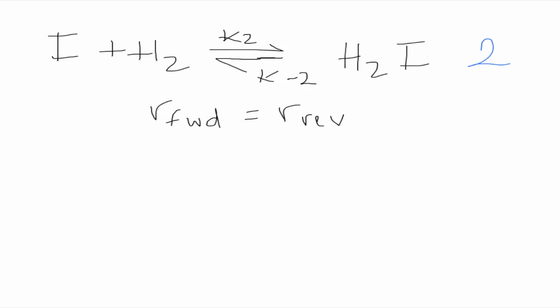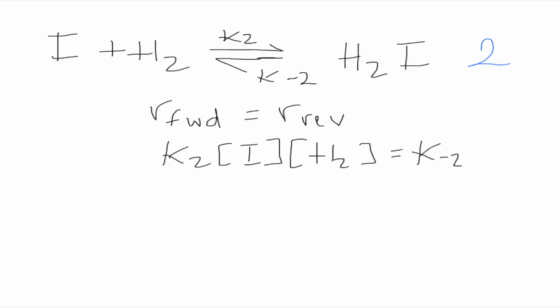And now we can write each of these. So we know that for the rate when it goes forward, it's K2 times I and then hydrogen, H2. And for the case of the reverse, it's K-2 and H2I.